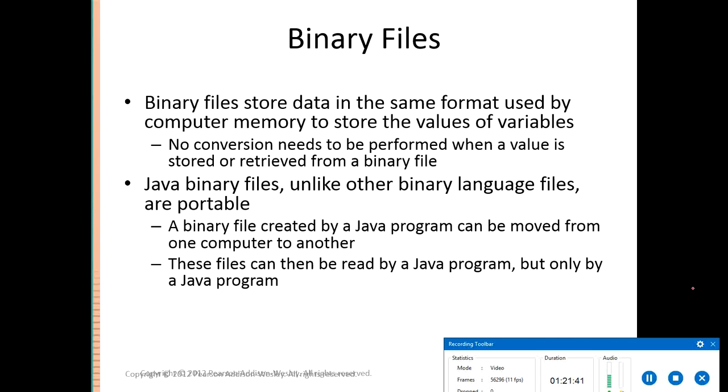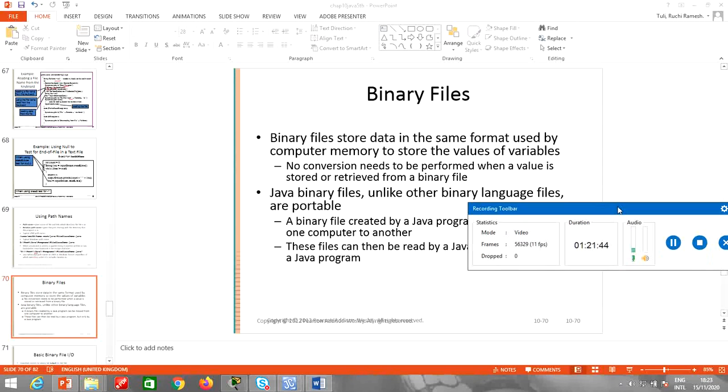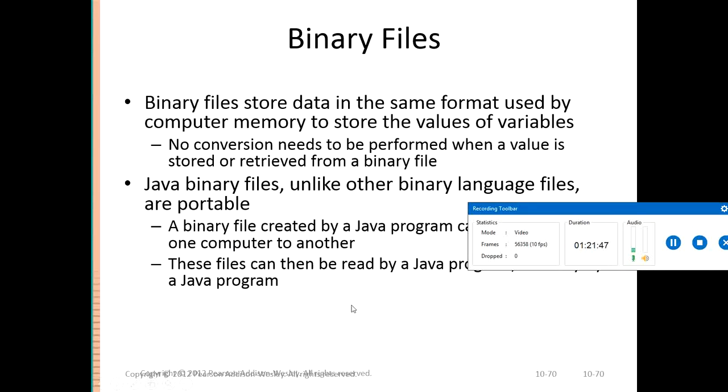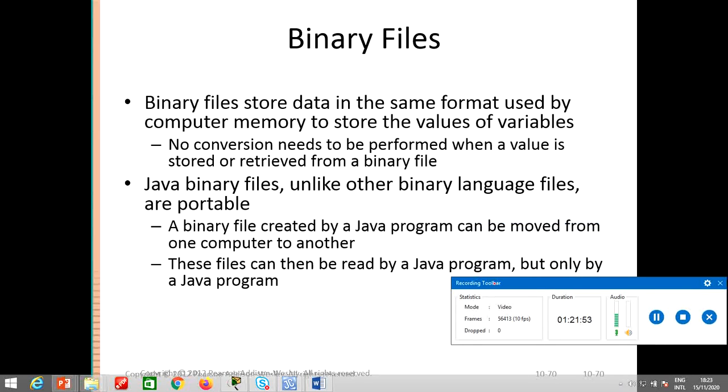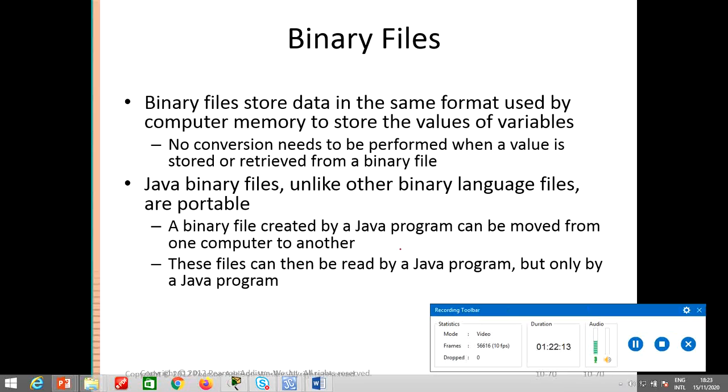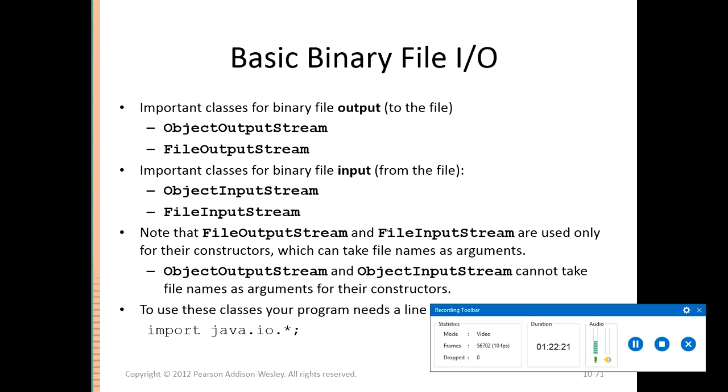Now let's start working with the binary files. Binary files store the data in the same format used by the computer memory. So it stores the data in the machine form. No conversion is required to be performed when a value is stored or retrieved from the binary file. Java binary files, unlike other binary files, are portable, and a binary file created by a Java program can be moved from one computer to another. These files can be read only by a Java program, and humans cannot read them.